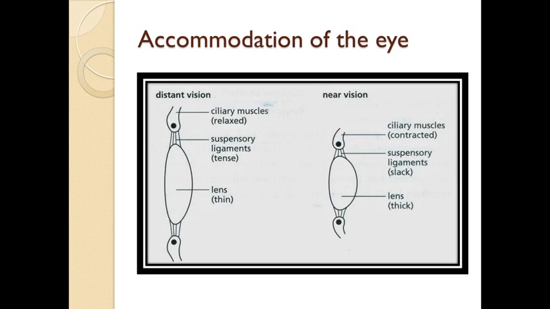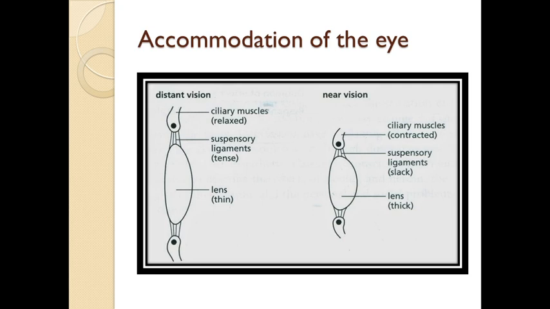So just look at these two diagrams in comparison. On the left side it is distant vision. If we look at that, the ciliary muscles are relaxed, so the ciliary body moves away, which means suspensory ligaments are pulled or suspensory ligaments increase in tension. Then it is like the lens is being pulled from the upper and the lower end. So what happens? The lens becomes thin.